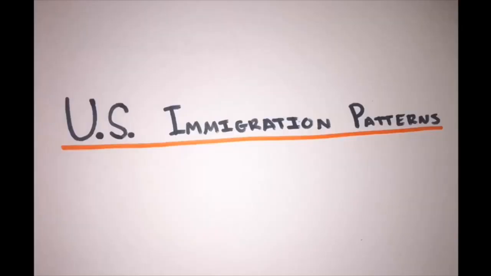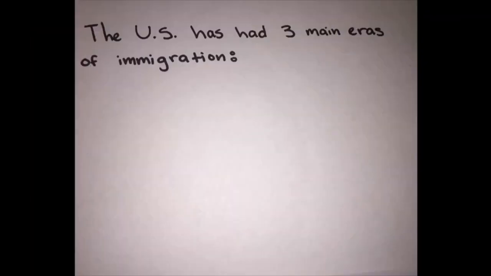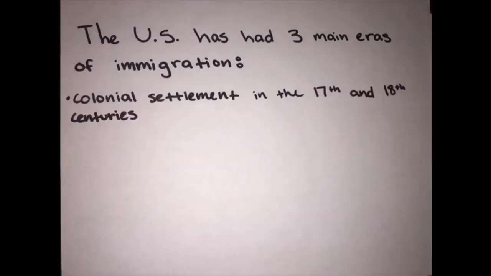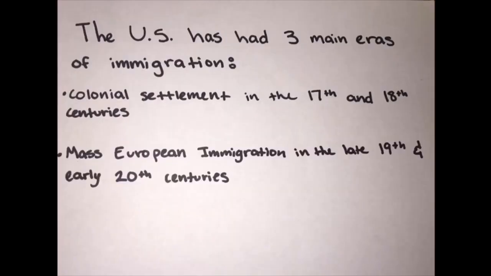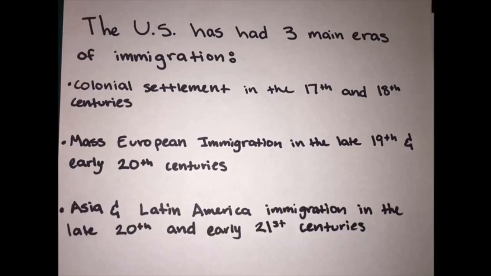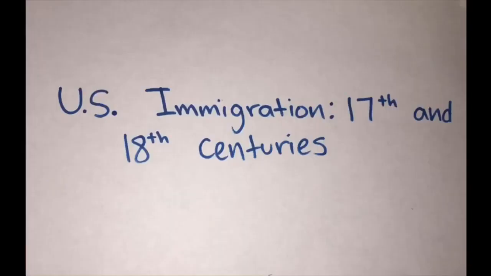Second main point is U.S. immigration patterns. The U.S. has had three main eras of immigration: colonial settlement in the 17th and 18th centuries, mass European immigration in the late 19th and early 20th centuries, and Asia and Latin America immigration in the late 20th and early 21st centuries. First part is U.S. immigration, 17th and 18th centuries.